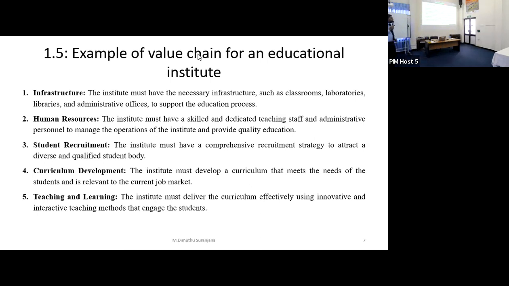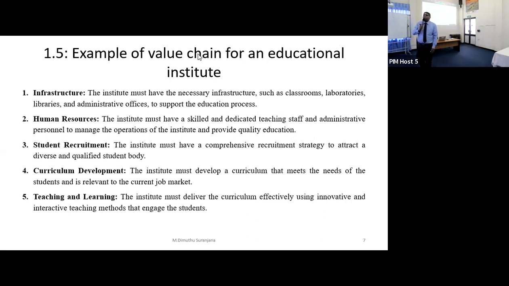Then human resources. What are the human resources? Skilled and dedicated teaching staff, and administrative personnel to manage the operation of the institute and provide quality education. That is the key, no? Then there should be a recruitment department, with the right activity going through that. Registration department or curriculum development. You have to develop syllabuses. Curriculum development department.